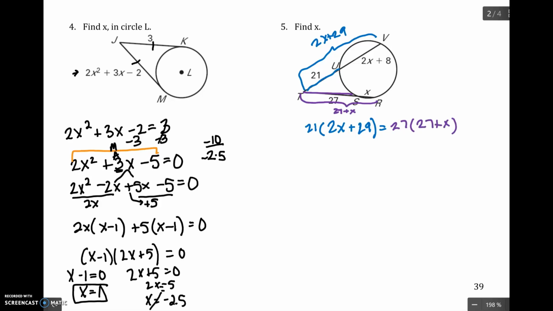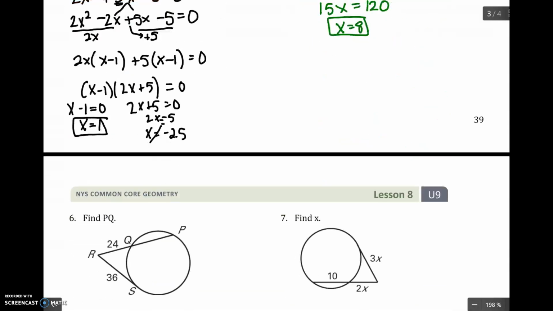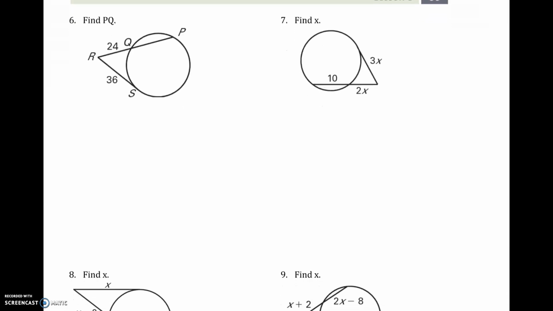All right, now to solve this, we'll distribute. So 21 times 2x is 42x. 21 times 29 is 609. 27 times 27 plus x gets you 729 plus 27x when you distribute. And now we're going to solve. So I'll subtract 27x from both sides, and I'll subtract the 609 from both sides, and then I'll divide by 15. I'll get 8. All right, going on to number 6.